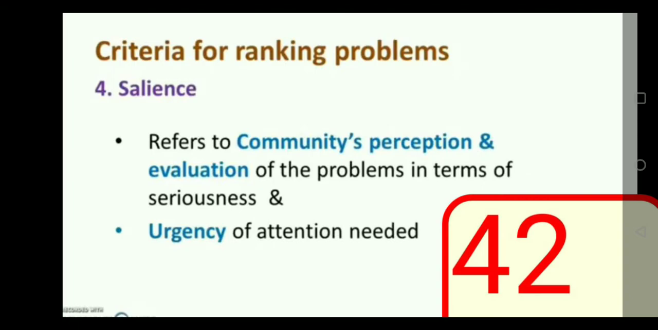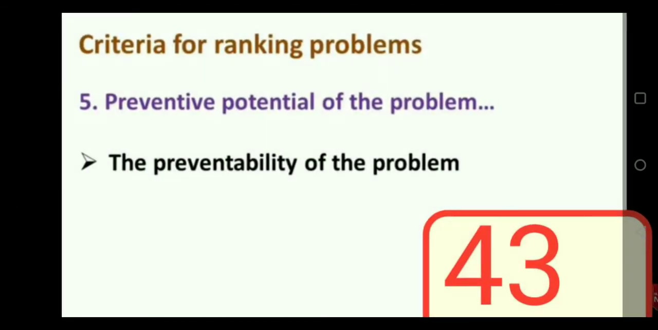The fourth one is saliences. It refers to the community's perceptions and evaluation of problems in terms of seriousness, urgency and attention needed. So what does saliences mean? It is about the community's participation as well as the perception or evaluation of the problems in terms of seriousness. The fifth one is preventability, the preventive potential of the problem. For a preventable problem, we should take some measures.